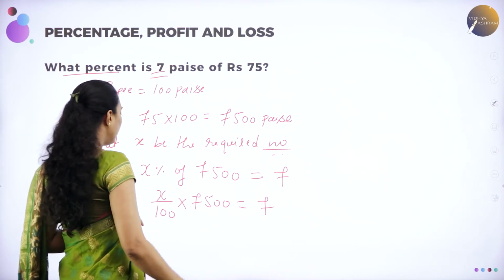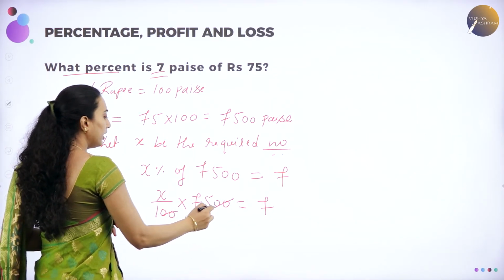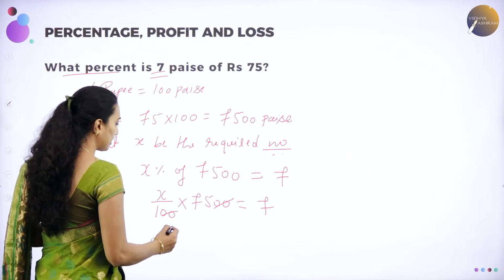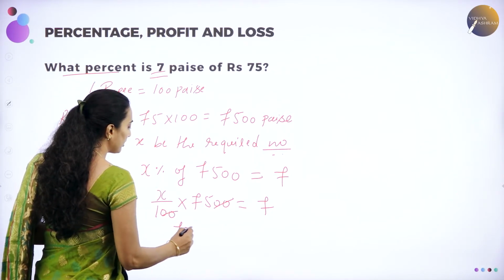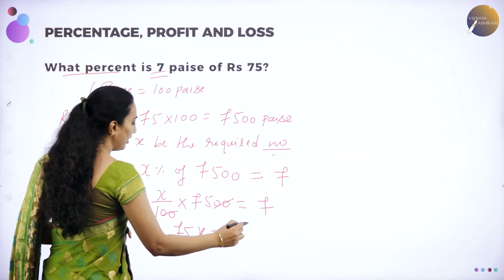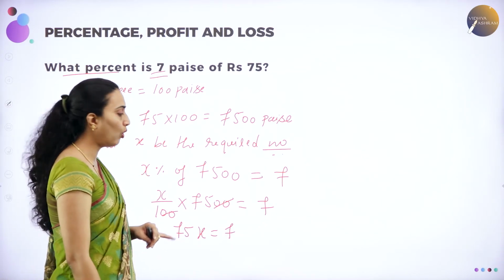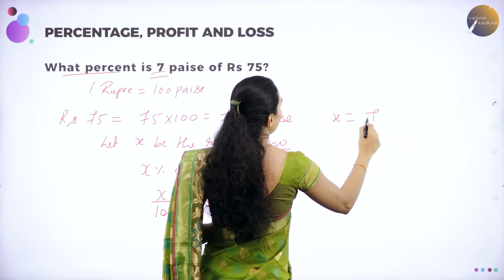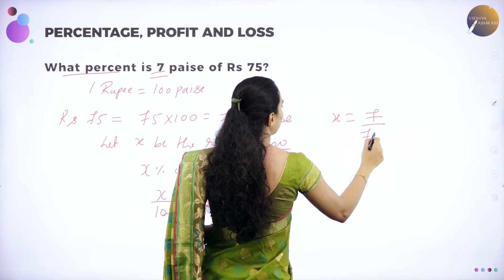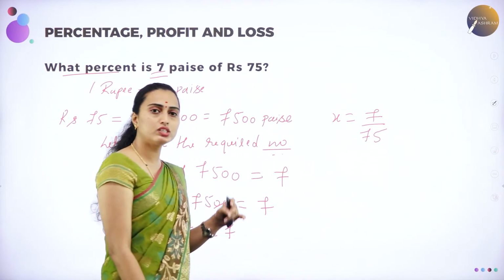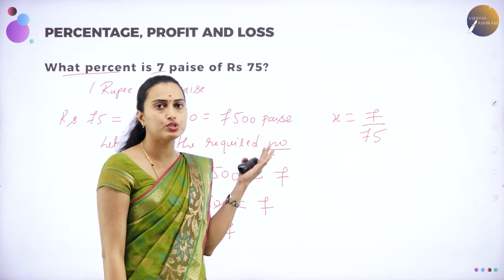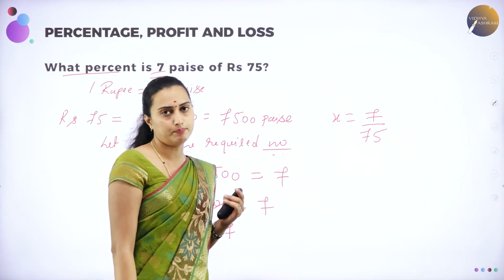Right? Now 100 and the two zeros will get cancelled. You are going to remain with 75x. So 75x is equal to 7. Otherwise, you can write the value of x as 7 divided by 75. That's it. So this is in the form of the simplest. If it is not in the simplest form, you are going to convert it to the simplest form.